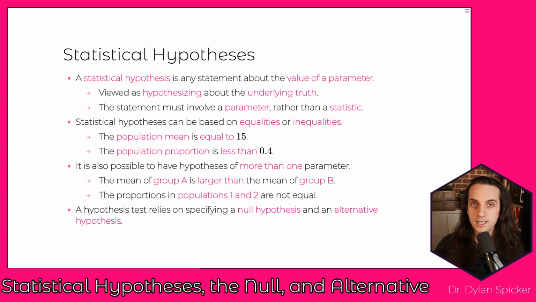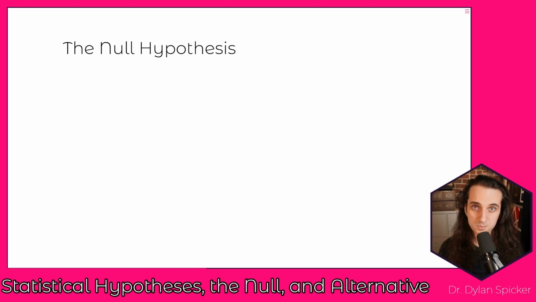Okay? Now, when we want to do hypothesis testing, we are going to require the specification of two very specific hypotheses. We need a null hypothesis and we need an alternative hypothesis. And these are going to be sitting at the core of the hypothesis test that we're going to run. So what is the null hypothesis then?